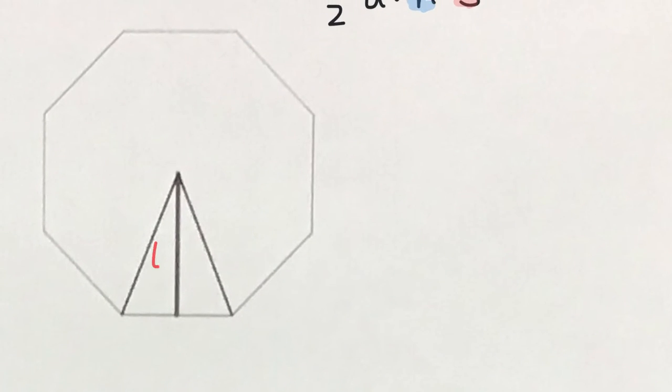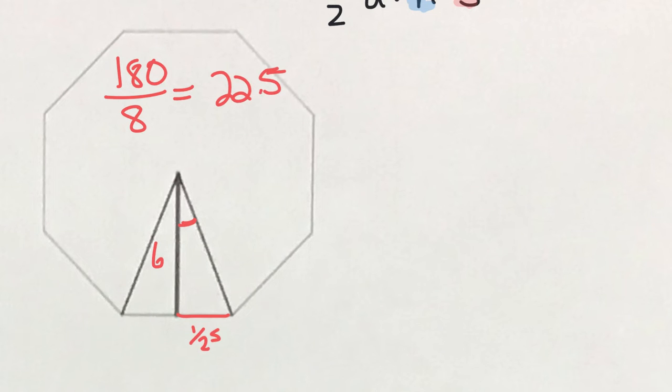We know the apothem is 6. We know this bottom side is 1/2 of your side length. And we need to find the angle for your trig triangle. That angle is always 180 divided by the number of sides, or 360 divided by twice the number of sides, which comes out to be the same thing. So for an octagon, 22.5 degrees is your trig angle. It's always 180 divided by the number of sides. That's what we're going to use in our trigonometry.